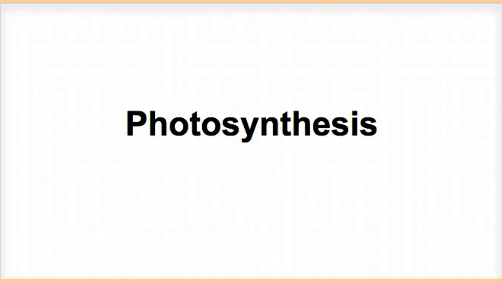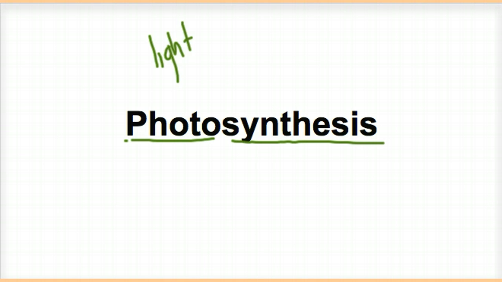Today we're going to review the topic of photosynthesis. Photosynthesis is made up of two words, photo and synthesis. Photo means light, synthesis means to combine. So basically, the process of photosynthesis means that something is using light as a way of combining other things.